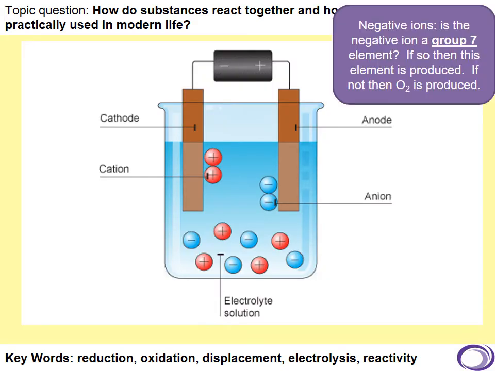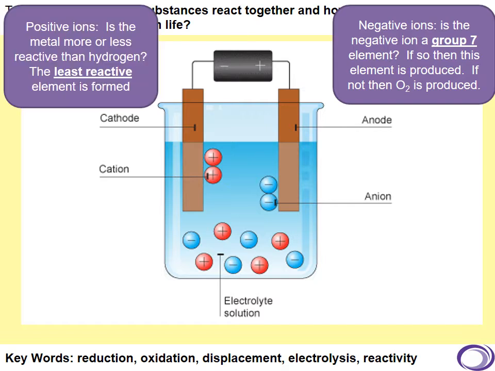So going back to our electrolysis cell, we've said at the anode we produce either an element from group 7 or oxygen, but at the cathode, where the positive ions will be attracted, we need to consider: is the metal more or less reactive than hydrogen? In this case, the least reactive element will be formed.